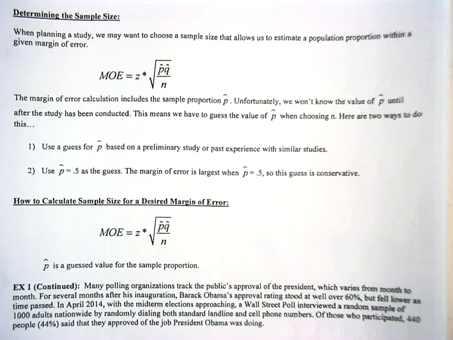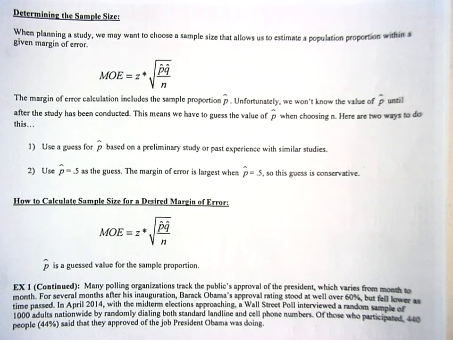So in the real world, there's really two ways to do it. We could use an educated guess for the statistic based on preliminary studies or past experience with similar studies. So again, we can use an educated guess, or we could use a statistic of 0.5. If we use the statistic of 0.5 as our guess, we're making a conservative guess because it's going to give us the largest margin of error possible. The largest margin of error possible occurs when our statistic is at 0.5.